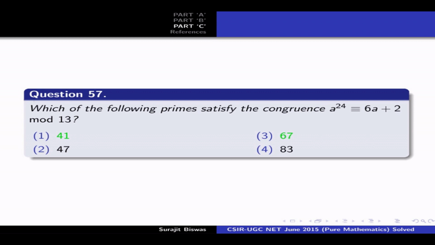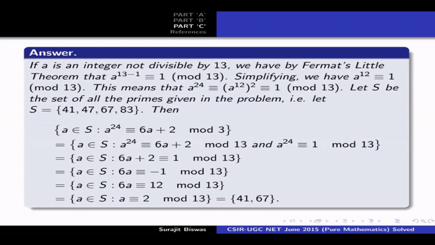Therefore, if a is an integer not divisible by 13, then by Fermat's little theorem, a to the power 13 minus 1 is congruent to 1 mod 13. Simplifying, a to the power 12 is congruent to 1 mod 13. This means a to the power 24, which is a to the power 12 squared, is congruent to 1 mod 13. Let S be the set of all primes given in the problem, that is, S equals 41, 47, 67, 83.